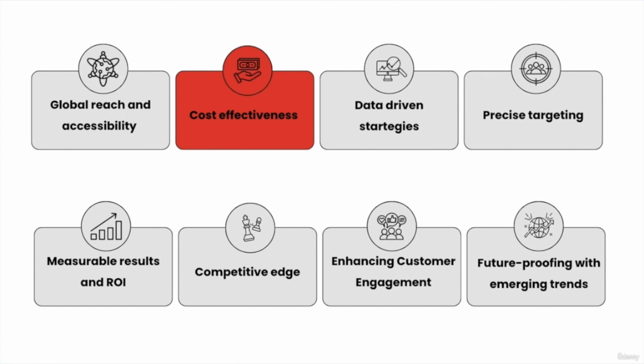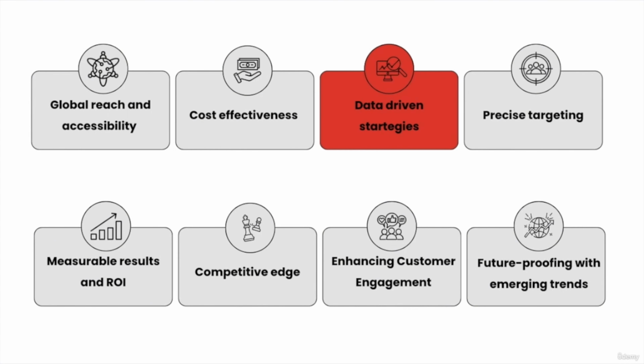Cost effectiveness. Digital marketing campaigns, especially through social media, email, and content marketing, are more affordable than traditional advertising methods like TV, radio, or print media. Small and medium businesses can also compete effectively. This means that even the small and medium business can now compete with bigger market players with deep pockets. You don't need to spend huge piles of money to get the audiences to know about your products.